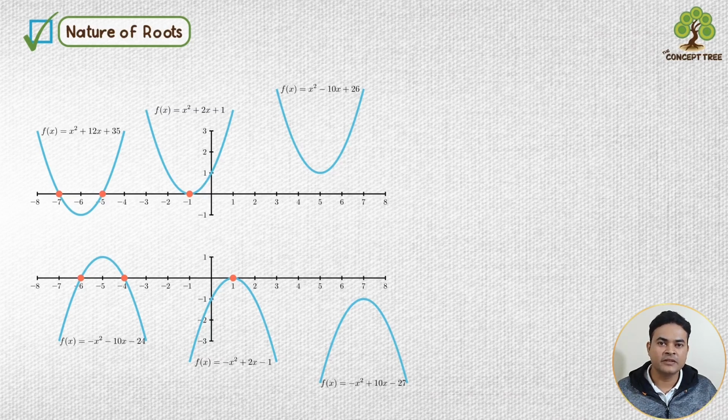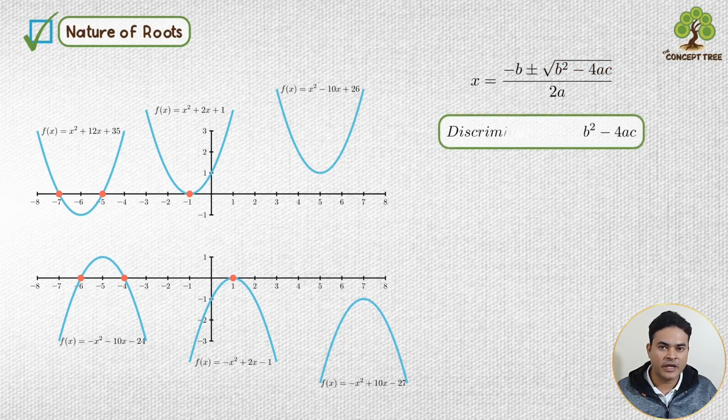We know that the quadratic formula is minus b plus minus square root of b square minus 4ac upon 2a. The part within the square root is called the discriminant. So discriminant is b square minus 4ac. Now there can be three cases.